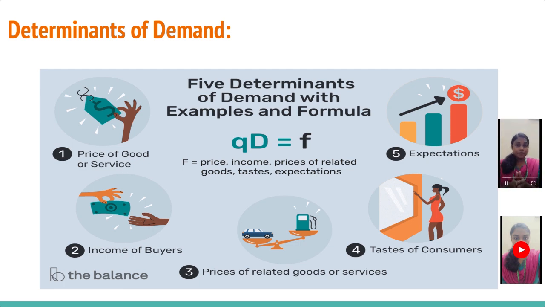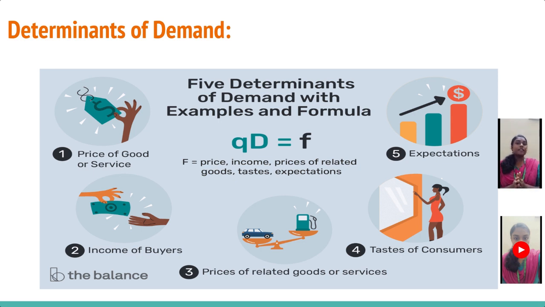So, determinants of demand. There are basically five determinants of demand. The first is price of goods or services. The law of demand states that keeping everything constant, if the price of the commodity increases, the demand decreases, and if the price of the commodity decreases, the demand increases. The second is income of buyers. If the consumer has more income, he is going to buy more commodity, and if he has very less income, he is going to buy very few commodities. Thus, they are influencing the demand graph.